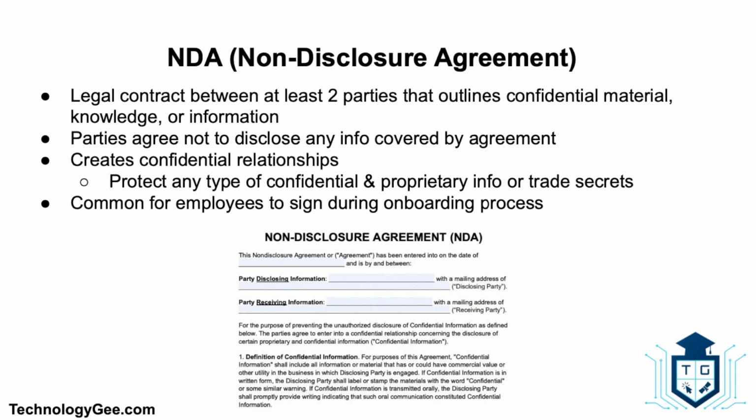Next, we have an NDA, or a non-disclosure agreement. So an NDA is a legal contract or part of a contract between at least two parties that outlines confidential material, knowledge, or information that the parties wish to share with one another for certain purposes, but wish to restrict access to. In other words, it is a contract through which the parties agree not to disclose any information covered by the agreement. An NDA creates a confidential relationship between the parties, typically to protect any type of confidential and proprietary information or trade secrets. NDAs are quite common for employees to sign during the onboarding process.